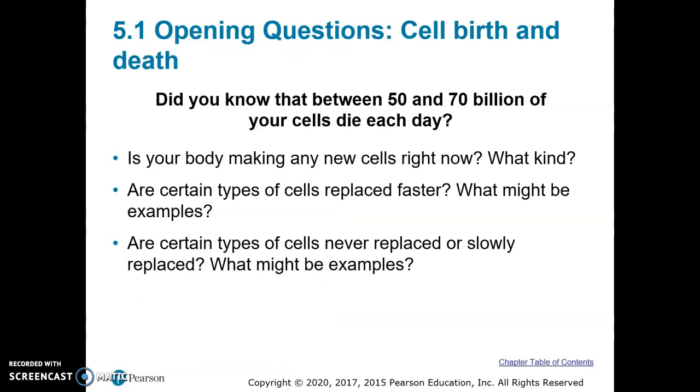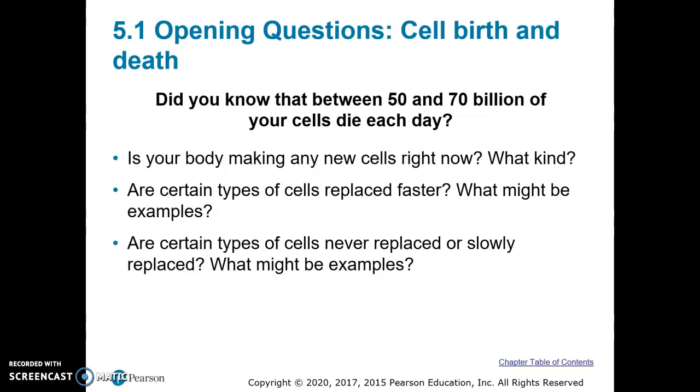Chapter 5 really goes into our cells, and it has to deal with the cell theory. And here's something interesting: you have between 50 and 70 billion cells a day that die. You're made up of 3 trillion, so I guess losing 50 to 70 billion is not a really big deal, but your body is now making new cells right away to replace those. Some cells will replace themselves faster. Can you think of any that have to be replaced really quickly?